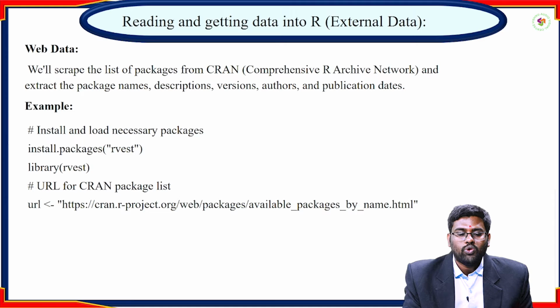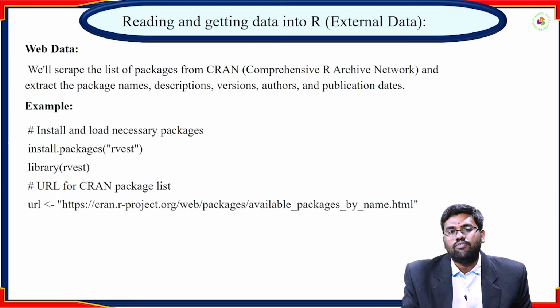So that means we are given the list of packages. For example, if I have to see the site as CRAN, that means Comprehensive R Archive Network, it contains the elements and the libraries of the packages that are available in the network that belongs to R. So actually we are using R version 4.4.2 to execute the R programming.